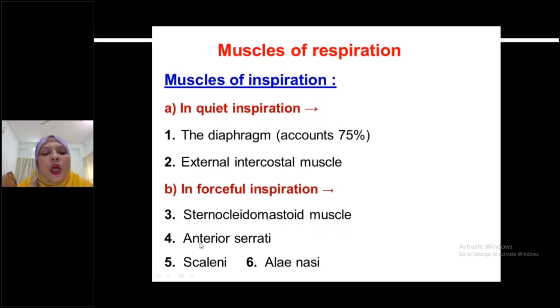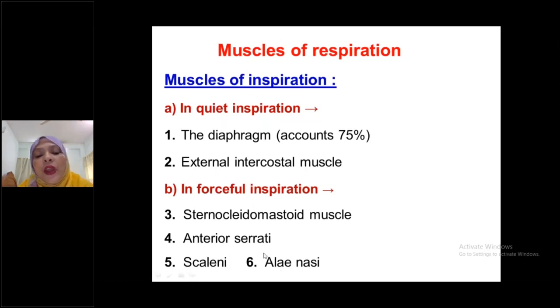Now, what is the role of anterior serratus muscle or serratus anterior muscle? It lifts many ribs upward. What is the role of scalene muscle? The scalene muscle lifts the first two ribs. It elevates the first two ribs upwardly. What is the role of scalene? It lifts the first two ribs.